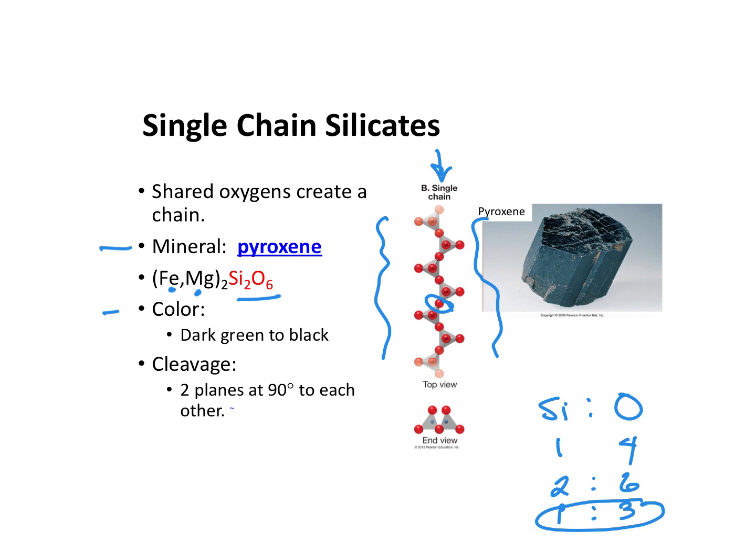So the color here tends to be dark green to black. And this mineral does have cleavage, which is controlled by those chains. The cleavage shows up as breaking at two planes that are at about 90 degrees to each other. So again, you cannot break this mineral easily across the chain, but you can break it on any side that's parallel to the chain. And that's going to give us those two planes at 90 degrees to each other.